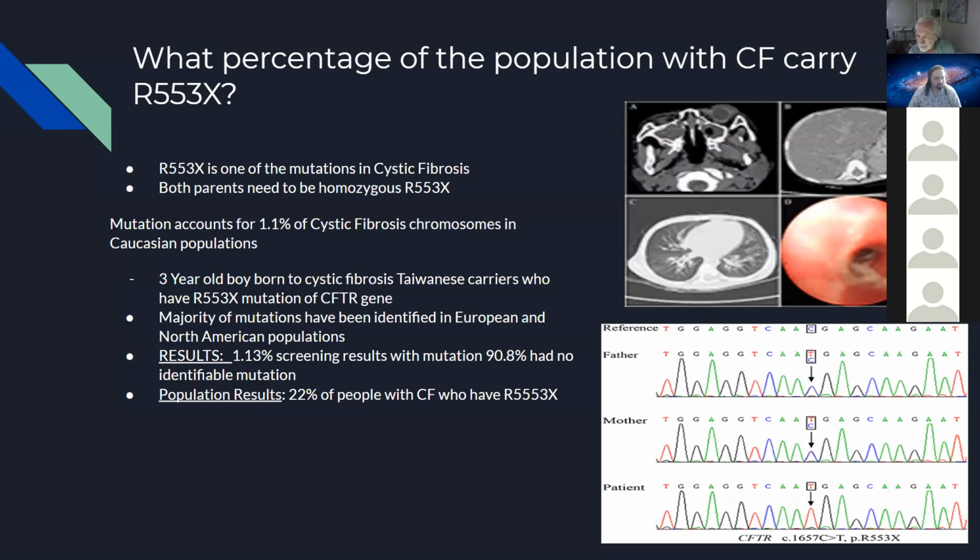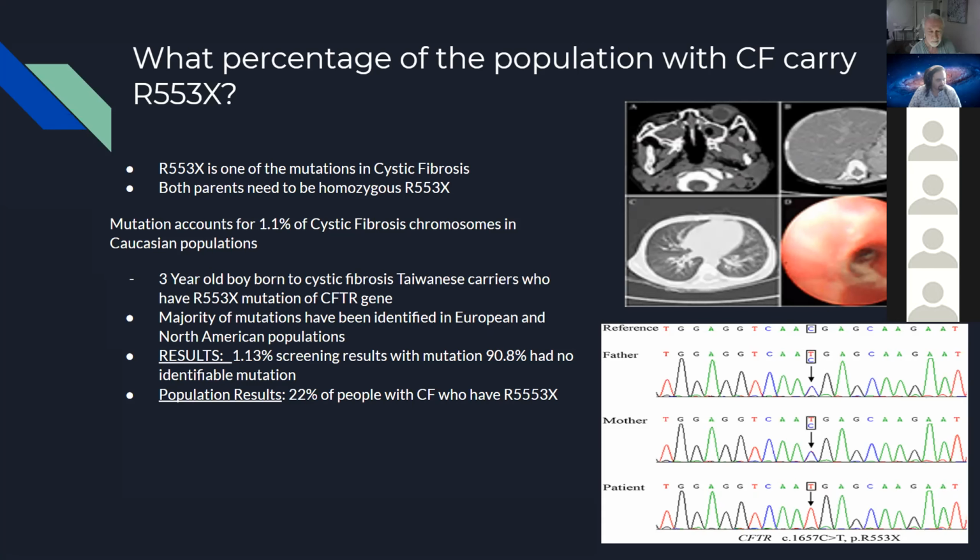Okay. And then I found more evidence of these tests that were made in a small group of people, which showed that only 1.13% of the people had it, while 90.8% did not have the mutation. And then out of the whole population, only 22% of people with cystic fibrosis have the R553X.